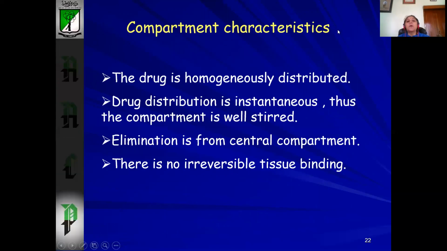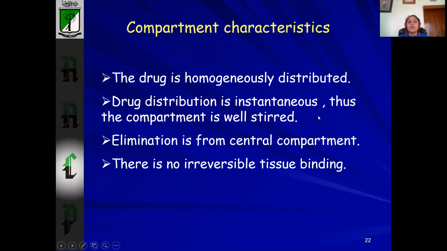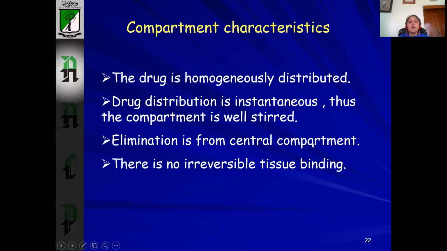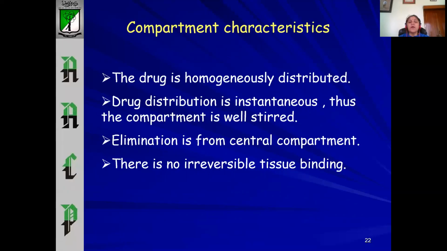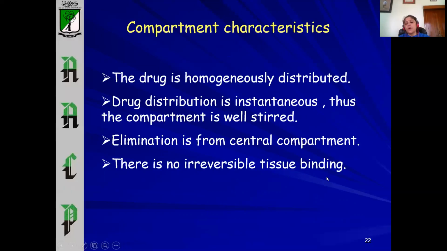Now, what are the compartment characteristics? The drug is homogeneously distributed. Drug distribution is instantaneous, thus the compartment is well stirred. Elimination is majorly from the central compartment, although we cannot rule out elimination from the peripheral compartments, but we'll take it for general purposes that elimination is from the central compartment and there is no irreversible tissue binding.